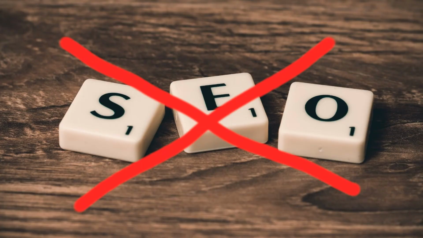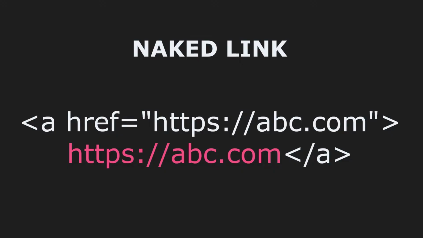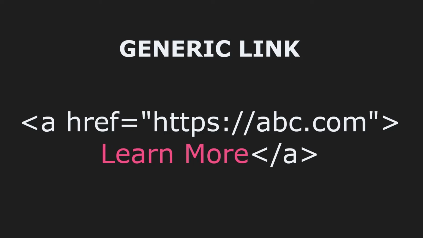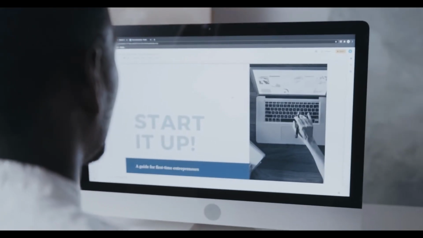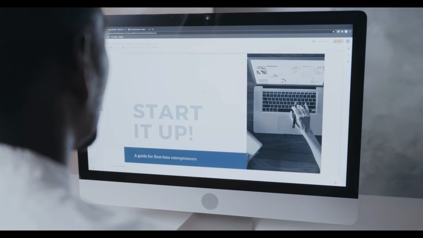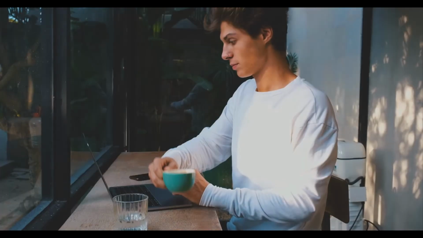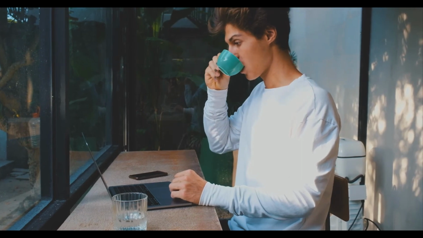There are also link types that have no SEO value. A naked link shows the actual URL. A generic link, like click here, isn't really telling Google or the user what the user will find when they click the link. It's good practice to use exact or partial match phrases for your anchor text. This helps search engines as well as website visitors understand what type of content they can expect to find if they click the link.